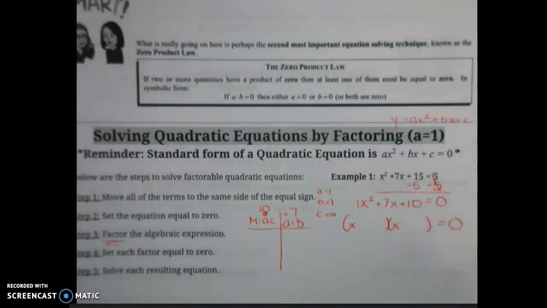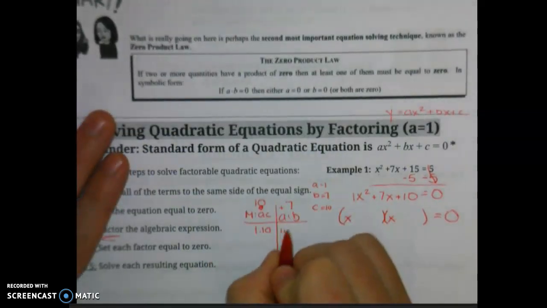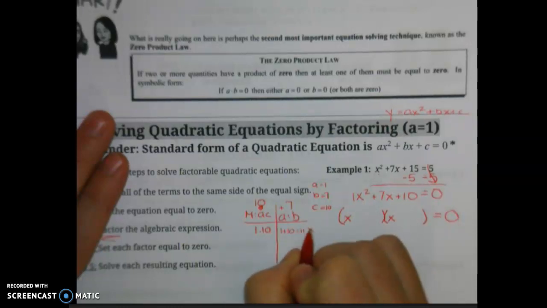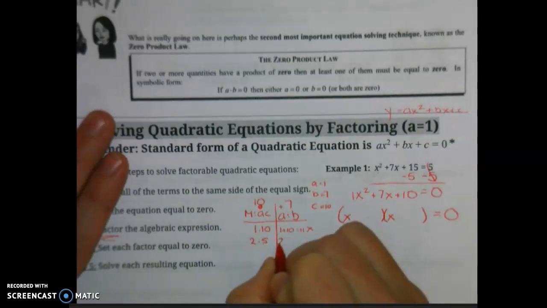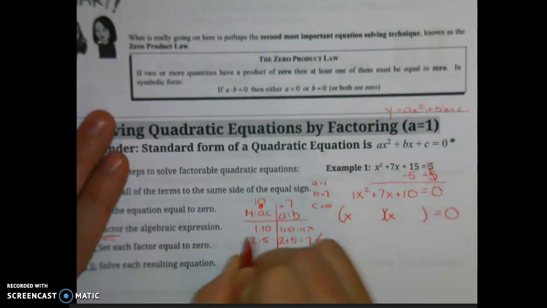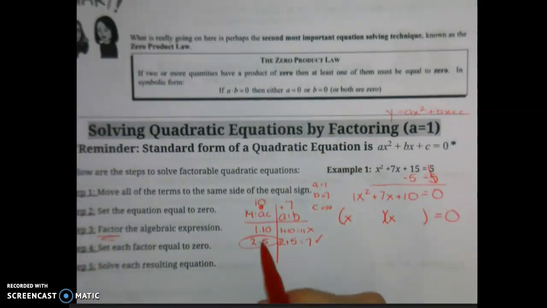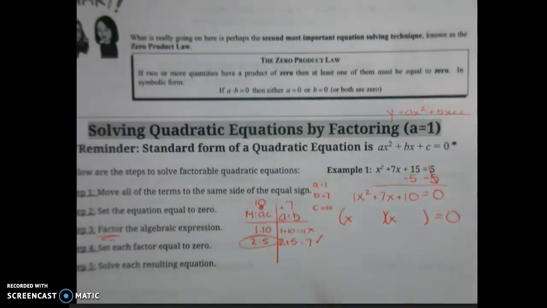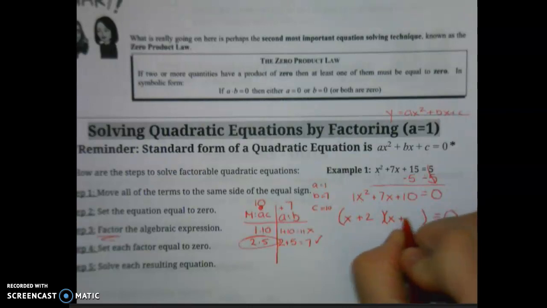So I'm going to list the factors. Factors of 10. 1 times 10. Let's see. 1 plus 10 is 11. That is not 7, so that's not the pair. 2 times 5. Let's see. 2 plus 5 is 7. That's what I wanted. So that's my factor pair. Positive 2 and positive 5. If you list all the positive factors and none of them work, you would then go to your negative factors. So let's put plus 2 and plus 5 here.